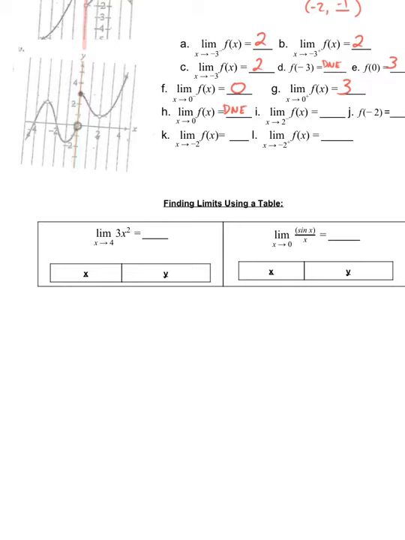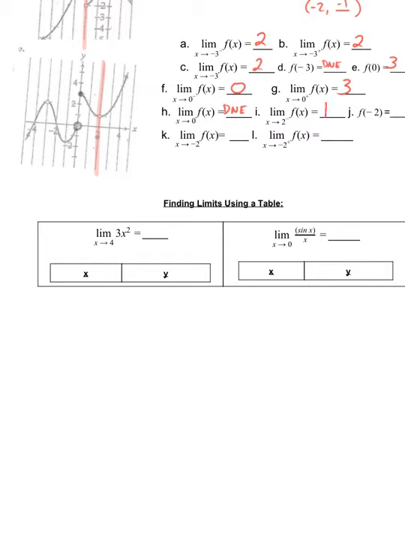All right, next one, we are approaching +2 from the left. So +2 is where we want our vertical line. All right, so +2 from the left, we trace this piece from the left. It's coming in here at a y value of 1. So x approaches 2 from the left is 1.